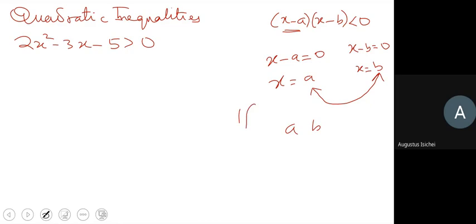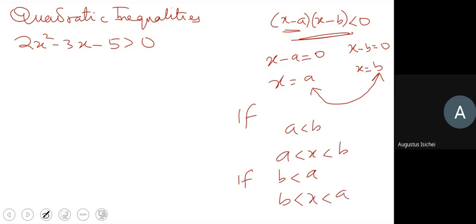If a is less than b, then your final answer to the inequality should be a less than x less than b. But if b is less than a, then your final answer should be b less than x less than a. Do you understand this explanation? I'm using a and b as variables. Don't worry, we will solve this actual question using numbers.